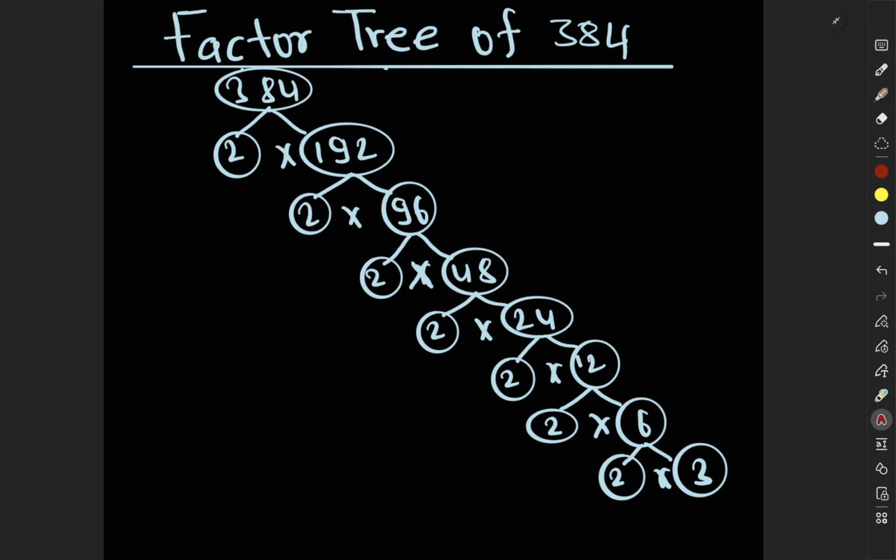So now we select the prime numbers in all these numbers. The prime number here is 2. All these 2s are prime numbers, and so is 3.